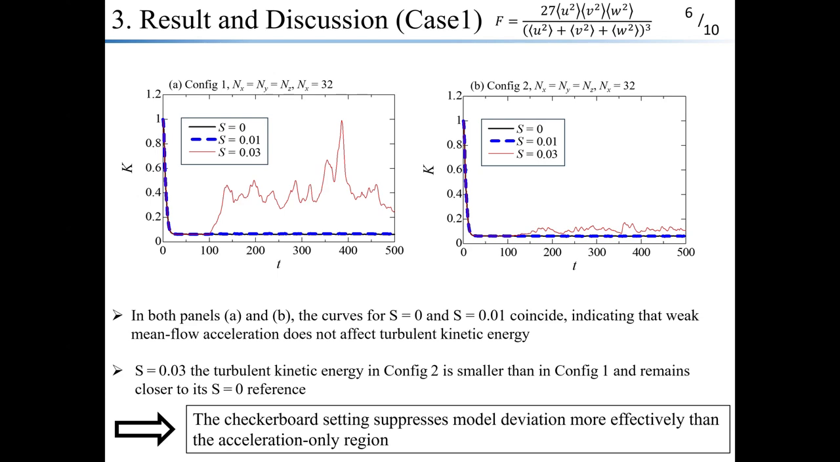Comparing cases with equal grid resolution, the correct setup produces energy levels closer to s equals 0, even at higher acceleration. This suggests that alternating acceleration and deceleration domains suppress model deviation better, aligning more closely with the K-epsilon model assumption and the influence function.